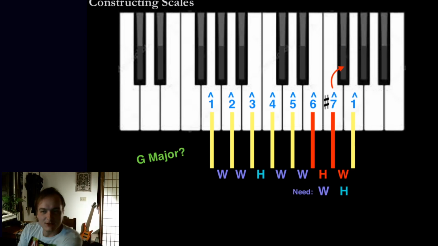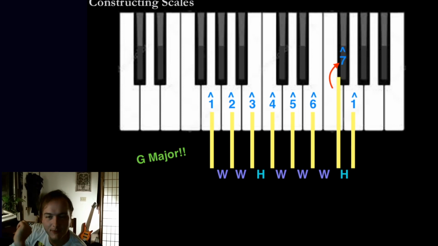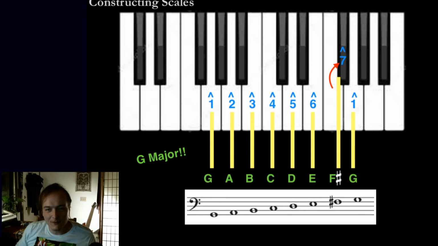It turns the half step into a whole step between 6 and 7, and it turns the whole step into a half step between 7 and 1. So it flips them around and fixes the problem. Now we have G major. We're good to go. G, A, B, C, D, E, F sharp, G.